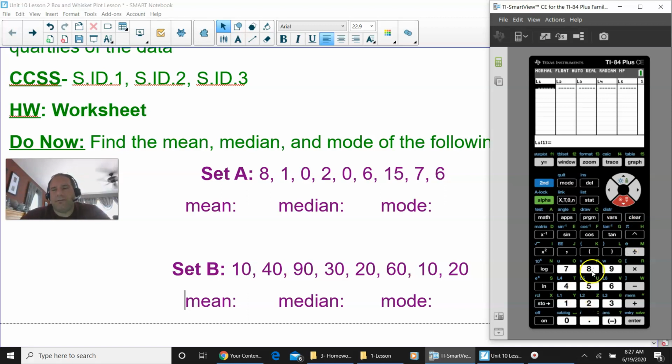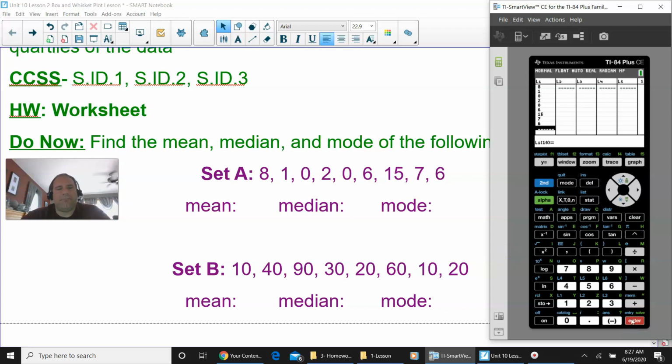So now we go ahead, we put 8 in, press enter, and 1, 0, 2, 0 again, 6, 15, 7, and 6.